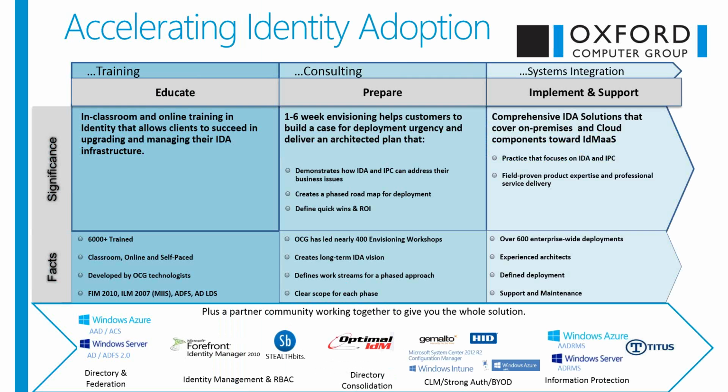and Azure Rights Management. You can also see along the bottom there's a little bit of white space around these solutions, and we partner with a number of companies in that ecosystem that augment the Microsoft products that we integrate. These products include StealthBits, Optimal IDM, Gemalto, HID, and Titus, to name a few. Okay, next slide.